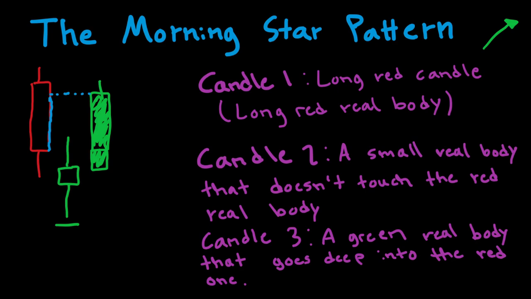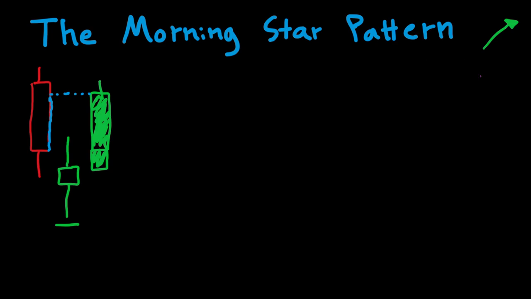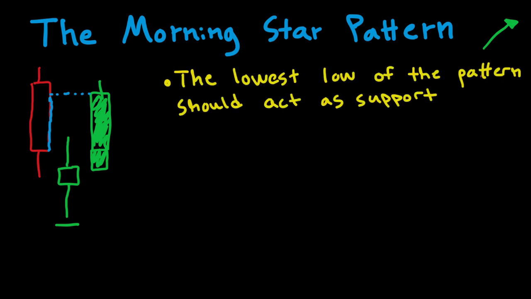All right, and another good thing to know about this pattern is that the lowest low of the pattern should act as support. So in this case, the lowest low of the pattern is this blue point right here. So in this case, we should have some kind of support line here. And one thing that is always true with supports is that if we have been seeing reactions at this price level before and this morning star pattern reinforces the support, that is better.